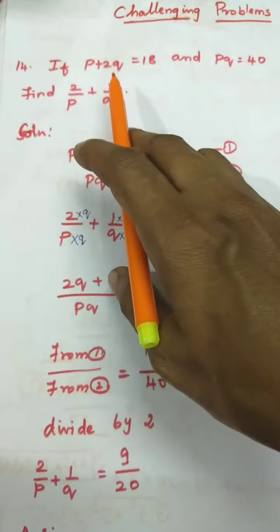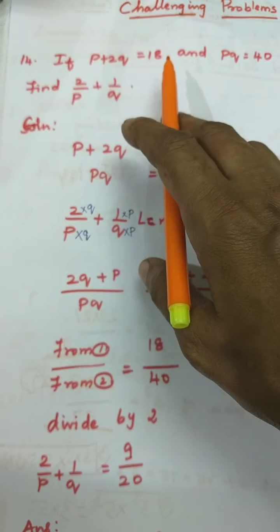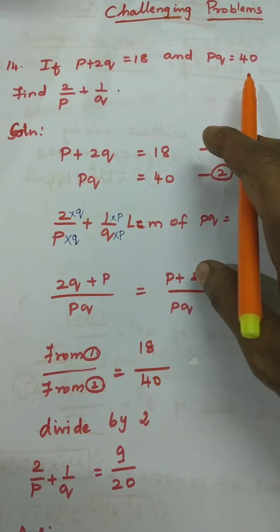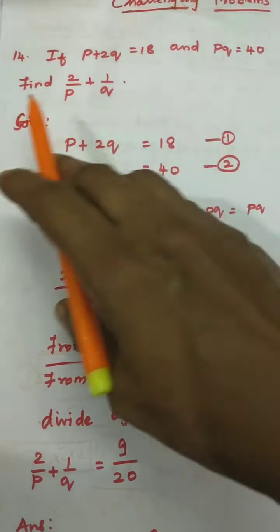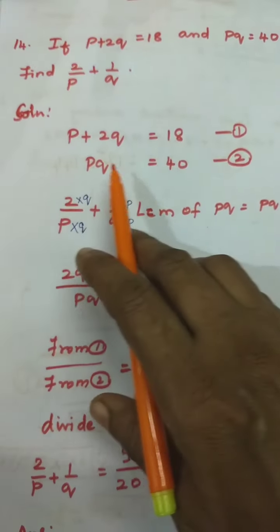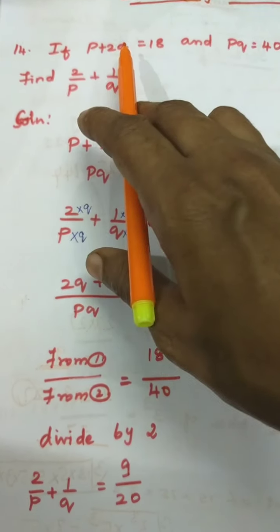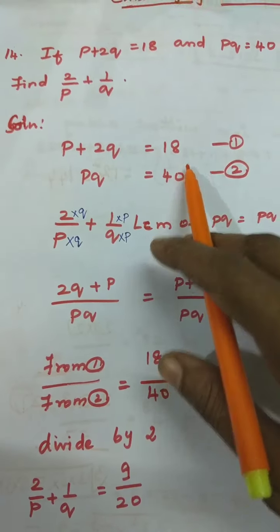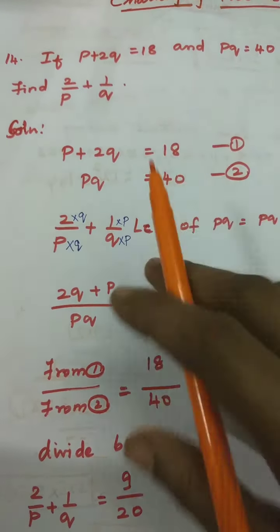14th sum. If p plus 2q is equal to 18 and pq is equal to 40, find 2 by p plus 1 by q. So p plus 2q, what are they given? p plus 2q is equal to 18, pq is equal to 40. What do you have to find?